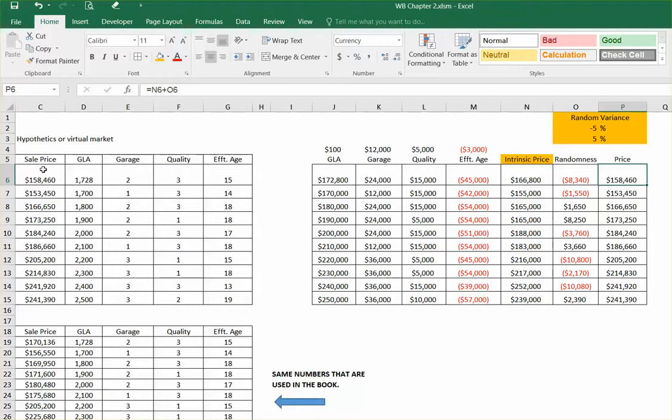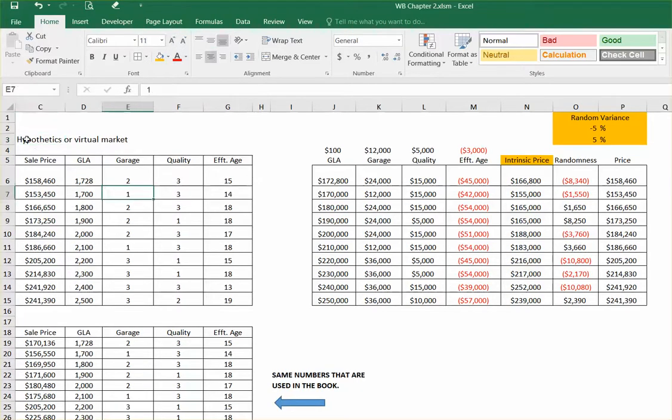So when I go back over to my hypothetical or virtual market here that we've got, let's make that a little bit bigger. When I get over to this is where this number comes from, the 158. So now this is a hypothetical market, but it's actually kind of a realistic made-up market. It's kind of realistically made up.